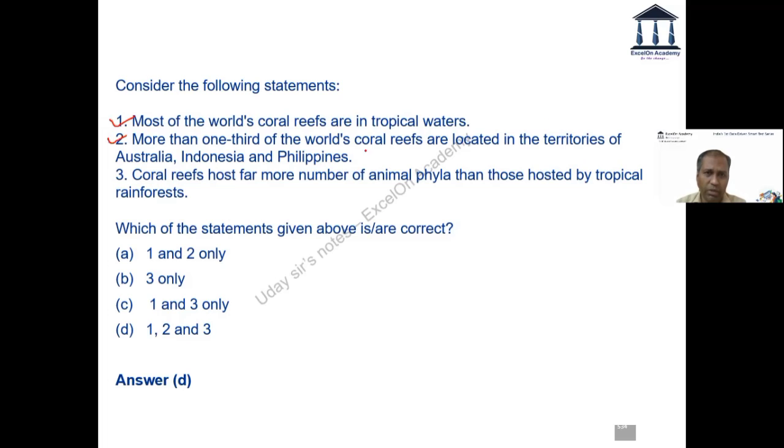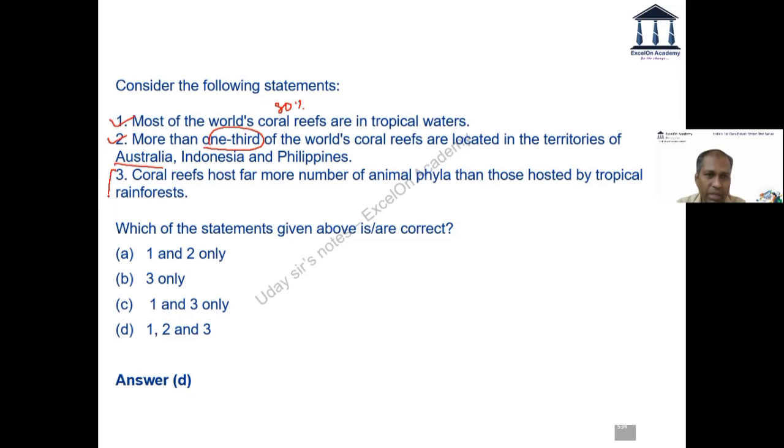More than 1/3 of the world's coral, so they're not saying more than 80%. More than 1/3 is okay. It could be even 40%, 50%, so you have a big margin now. Had it been more than 80%, I would have thought about it. Are located in territories of Australia. I'll just blindly say, yes, Great Barrier Reef here. That alone would be 1/3 or 25%. So my instinct would be to tick option 2 also as correct. Am I right?